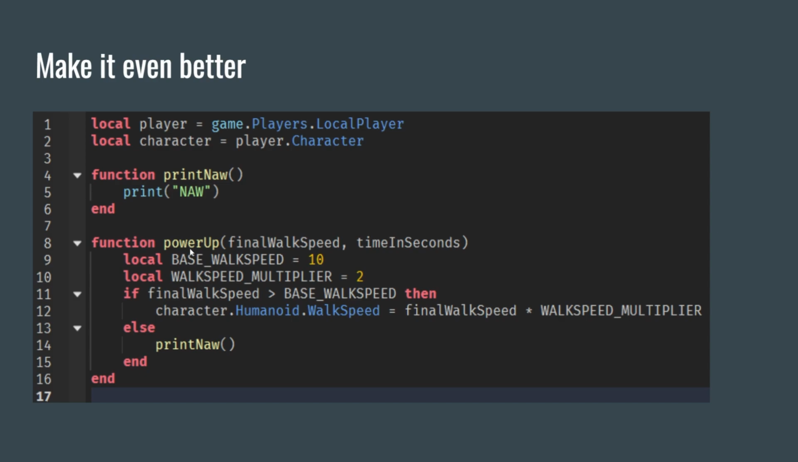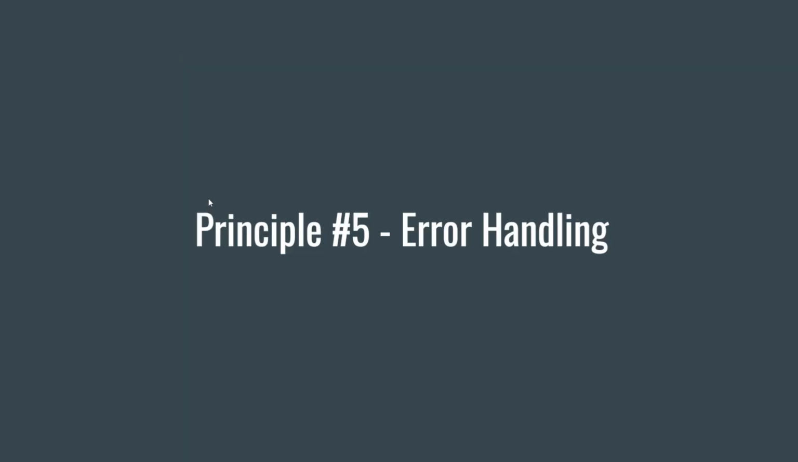So now we know that the power-up function takes in a final walk speed and the time in seconds. We have a base walk speed of 10, the walk speed multiplier is 2, and we're just checking if the final walk speed is greater than the base walk speed. And then we're just doing character.humanoid.walkspeed equals whatever the final walk speed is multiplied by the multiplier. And if that's not true, then we just print nah, which follows the principle that I had said earlier, which is each function should only do one thing. Print nah prints nah, right?